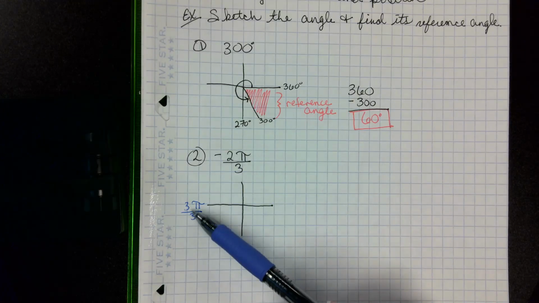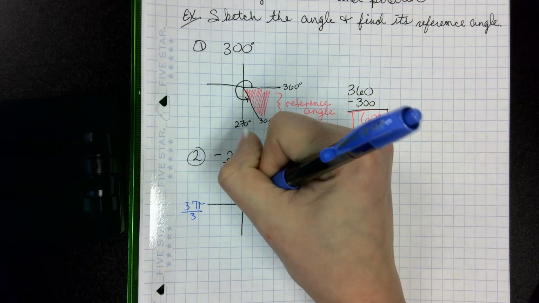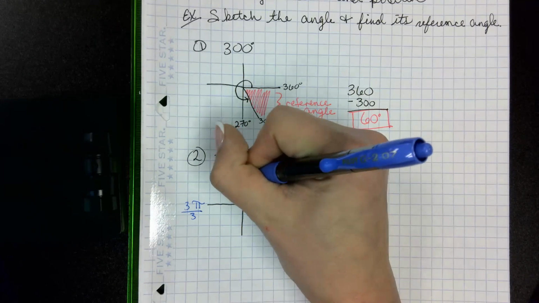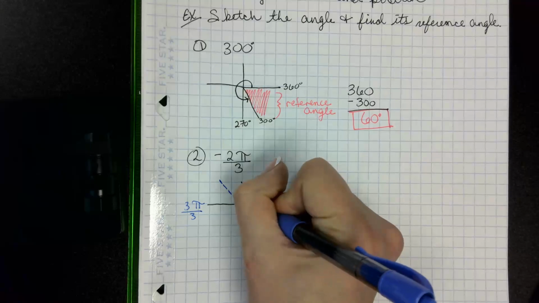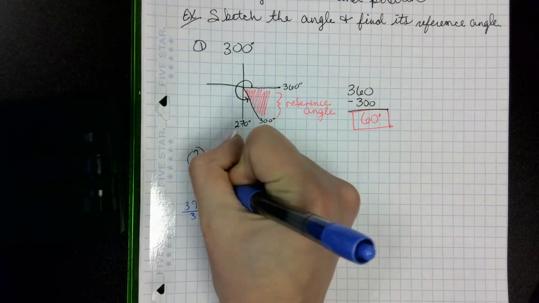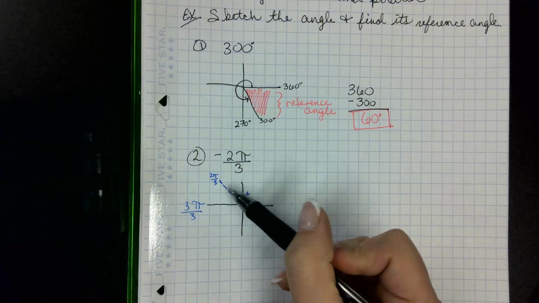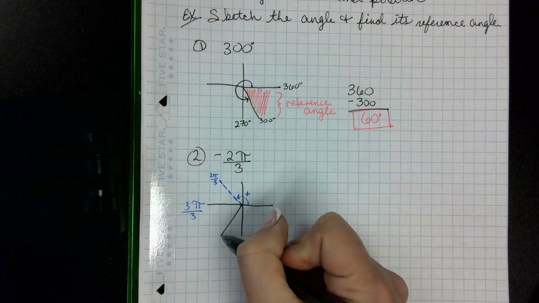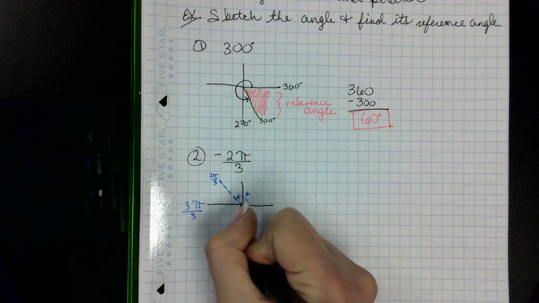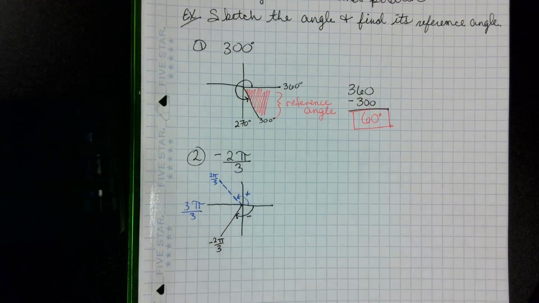So 2 over 3, and there's 3 over 3. So it's almost there, it's just a little short. 2 pi over 3 is going to be here. It doesn't have to be exact. And this would be the positive version. That is positive 2 pi over 3. But I need to sketch negative 2 pi over 3. Well, to get the negative, you just reflect it over the x-axis. So here, it's going to be this one. That's negative 2 pi over 3. And it goes around this way because it's a negative angle.